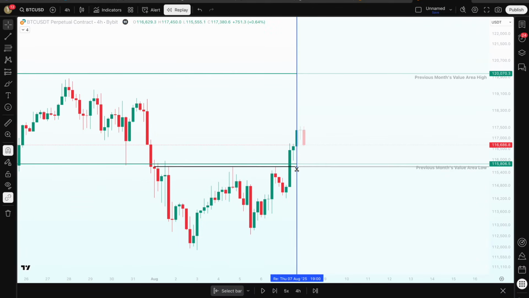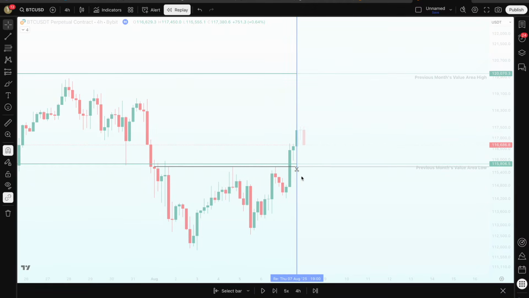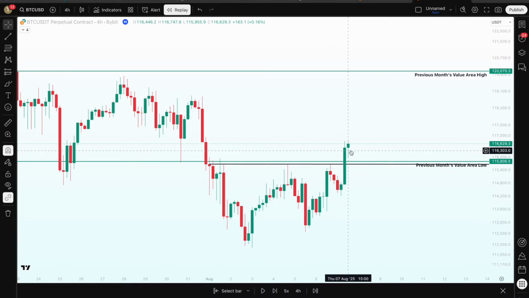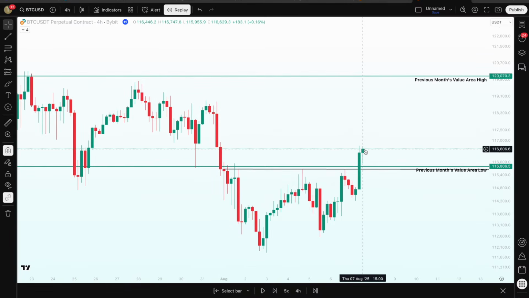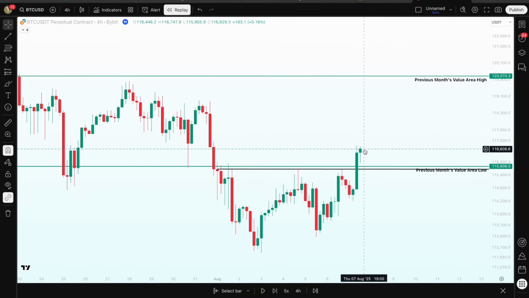So I'm going to go back slightly, a bit more, just so we can have a good understanding. Because as I just said, when this candle closes right here is when we had the confirmation of this previous month's value setup.